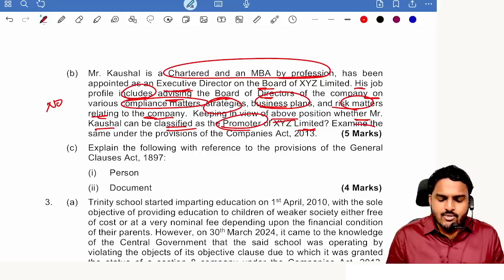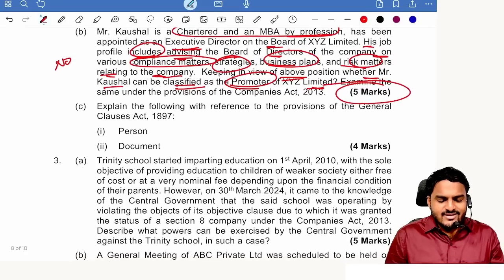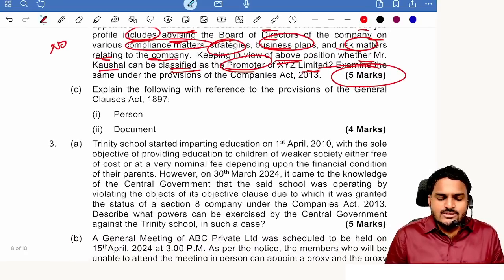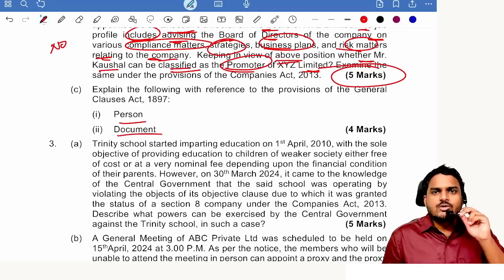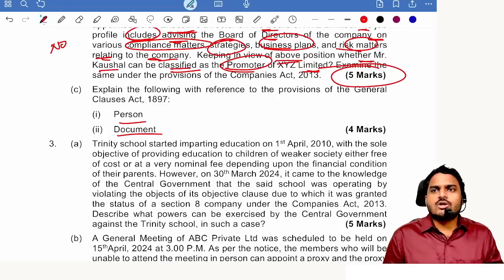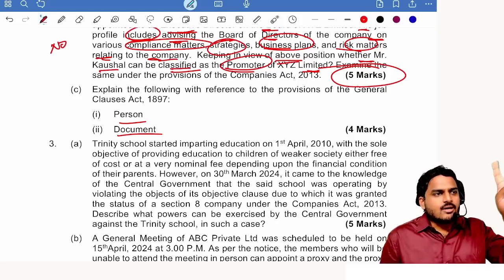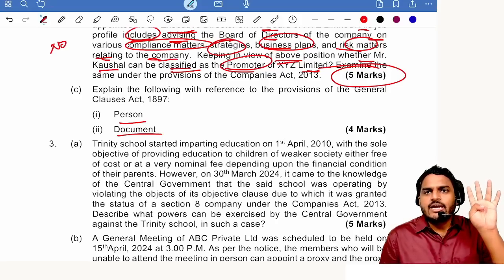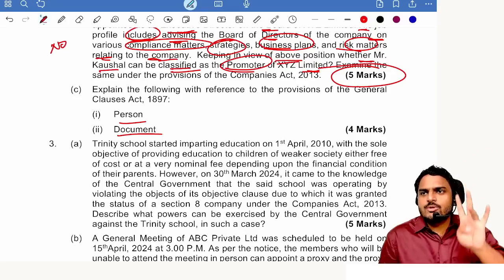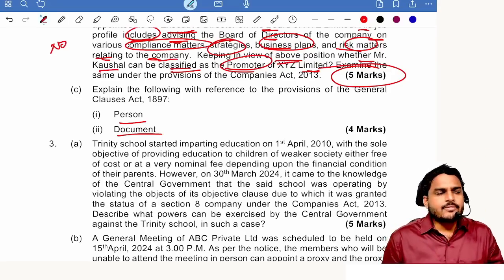Okay, 5 marks. Explain the following with reference to the provisions of the General Clauses Act: person or document. Person includes a company, body of individuals, association of persons, whether incorporated or not. Document, four points are important. Document means recording of a fact intended to be used or which may be used. Next, on any substance. Yes or no?